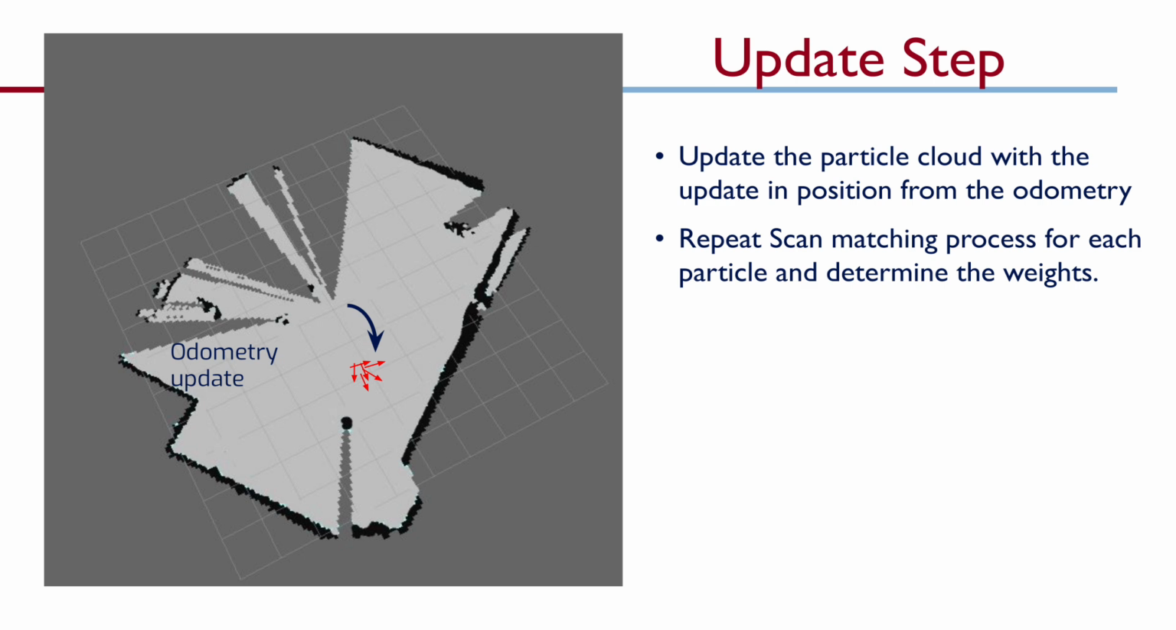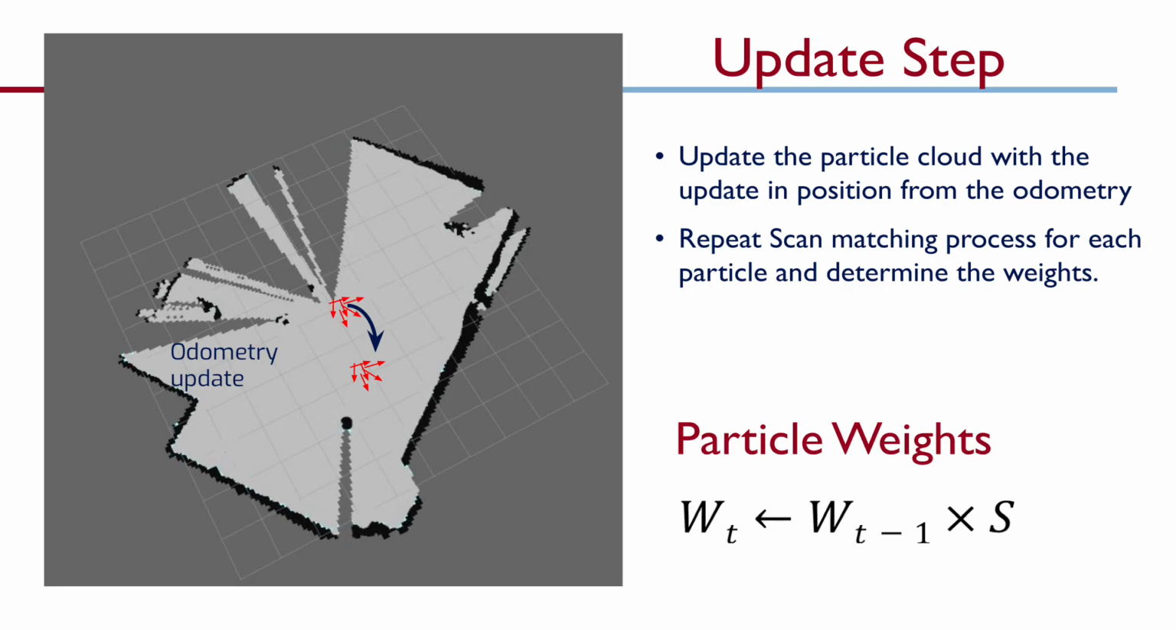Next, for every particle, we perform the same scan-map correlation process we saw earlier. Each particle's laser scan is aligned with the map at that particle's pose, and the correlation score is computed. We then store these scores for the weight update. We then update the particle weights using these scores.